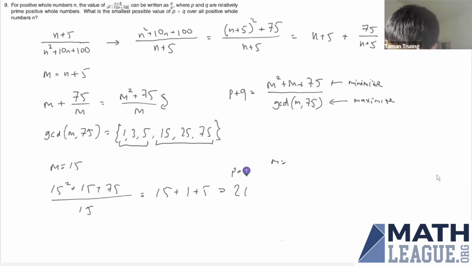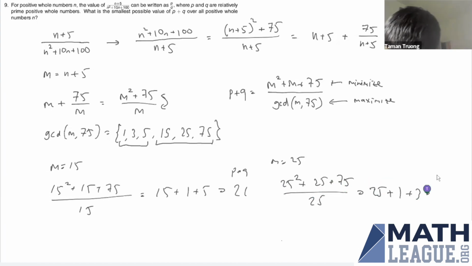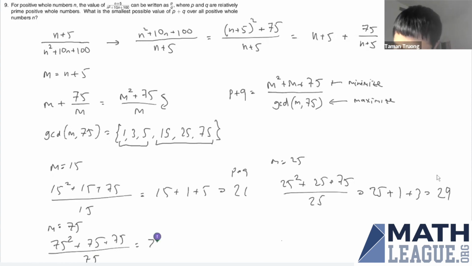If we do m is 25, we get (25 squared + 25 + 75) all over 25. That is 25 + 1 + 3. That is 29. And you can kind of see from here that if our m's get larger and larger, our sum is consequentially going to be larger as well. So we can see that you can solve it this way.